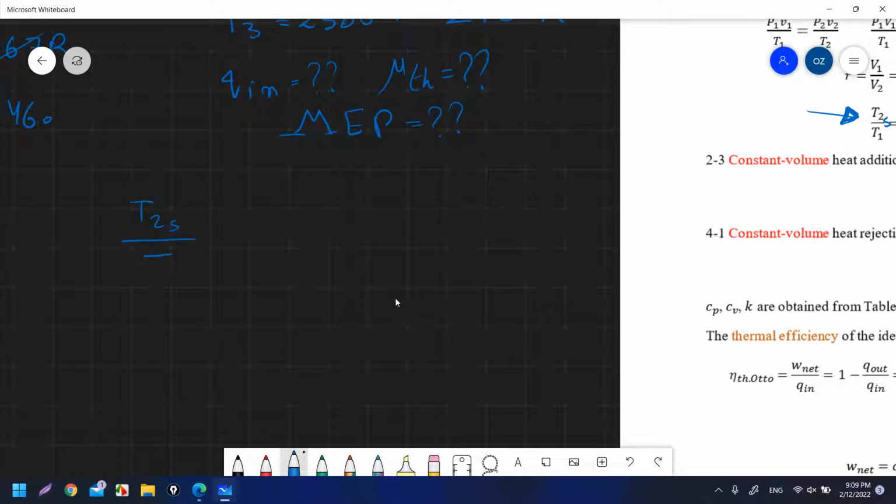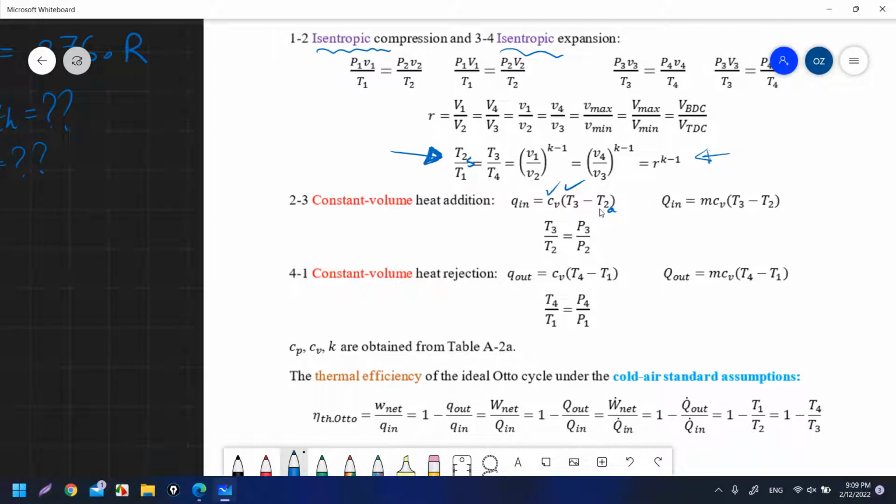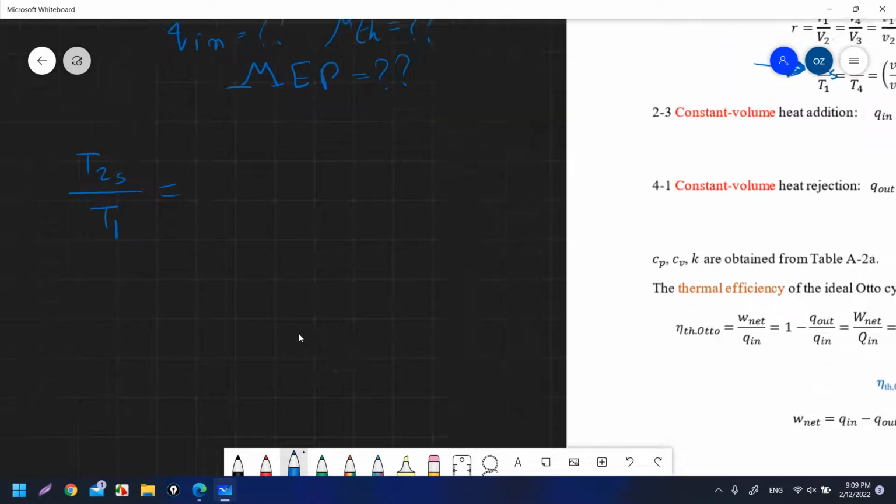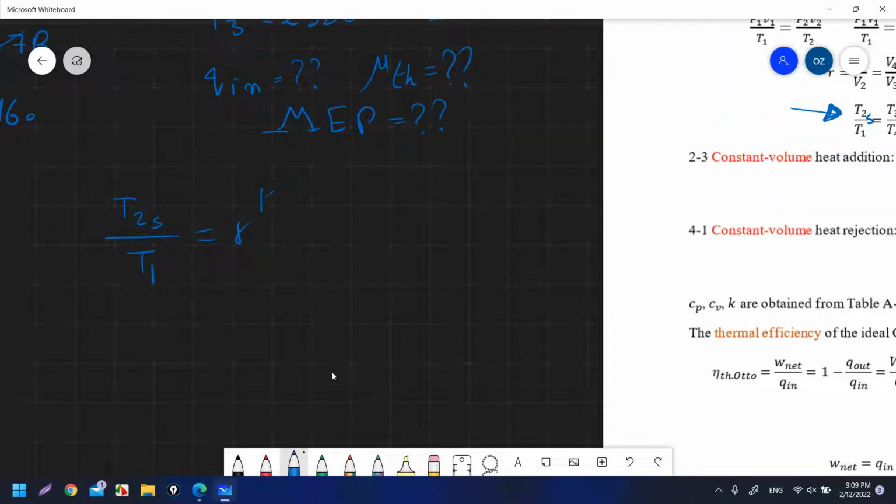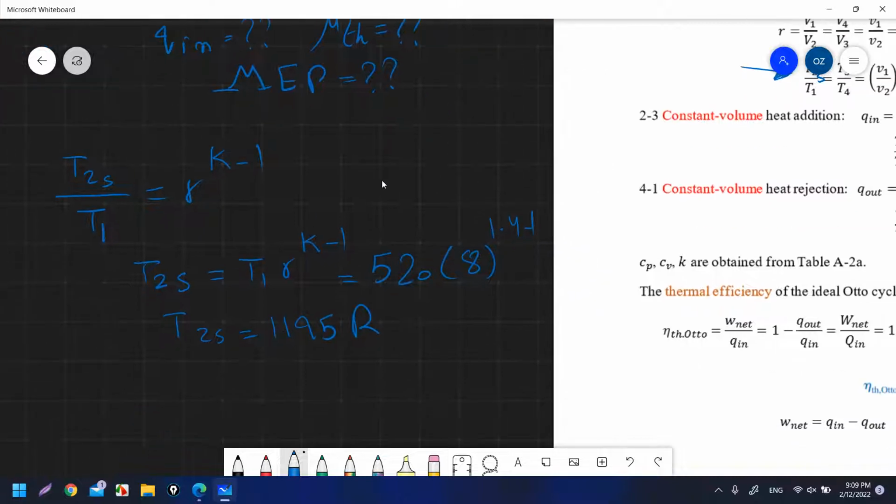T2S: I have T1 equal to R power K minus 1, because I already have R, and R is V1 over V2, or V3 over V4. So T2S is equal to T1 times R to the power K minus 1, which is 520 Rankine times 8 power 1.4 minus 1. So T2S is equal to 1195 Rankine. Okay, now I get T2S.